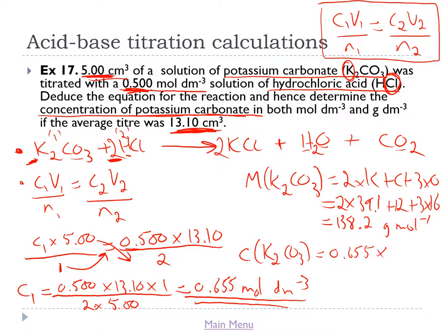And then finally, the concentration of potassium carbonate will just equal the molar concentration, 0.655, times by the molar mass, 138.2, and that comes to 90.5 grams, not per mole, does that make sense? Grams per decimeter cubed. So again, these calculations aren't particularly different to the ordinary titration calculations. It's just we're being asked to do a little bit more. So we're being asked to work out the equation first, and then we're being asked to work out a concentration in grams per decimeter cubed as well as moles per decimeter cubed.